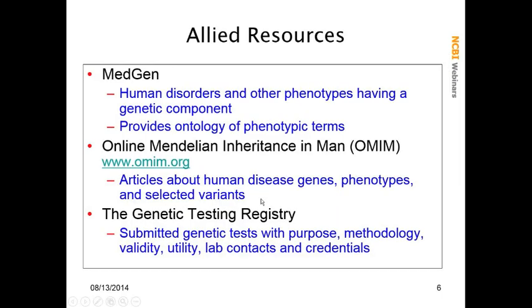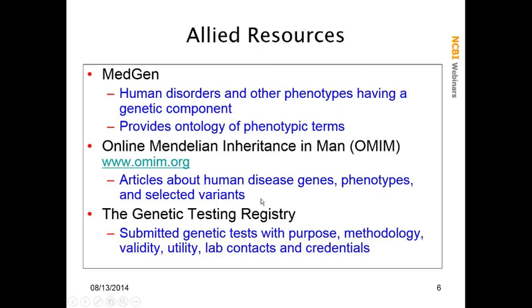There are 3 allied resources that I want to mention. These are resources that are really about human health, and they complement the standard set of variation resources at NCBI. First one is MedGen. MedGen is an aggregator of information on human disorders and other phenotypes. MedGen provides a vocabulary for describing and classifying disorders and syndromes.